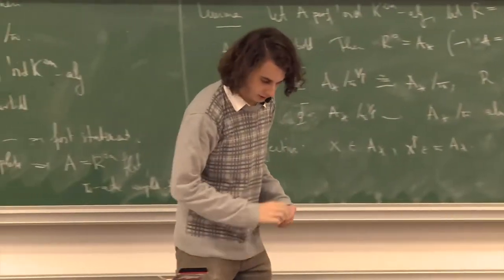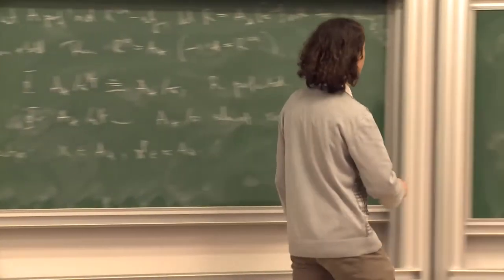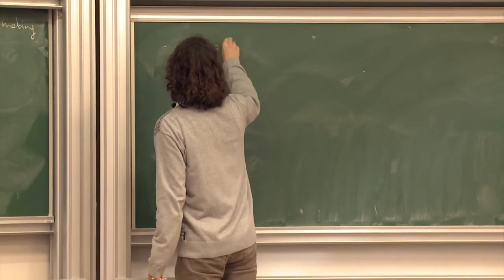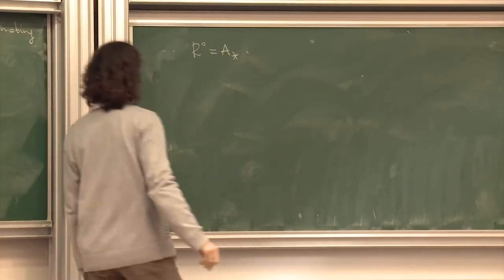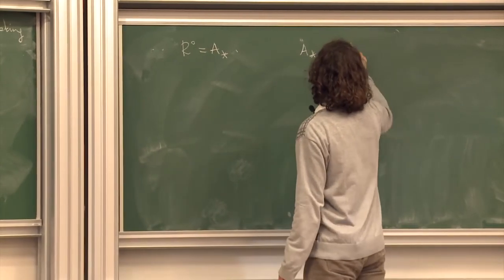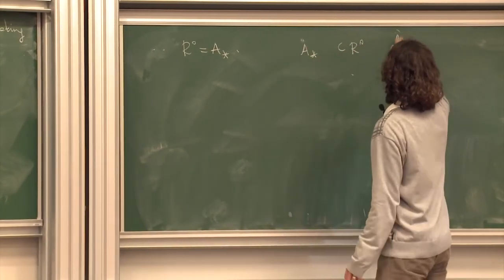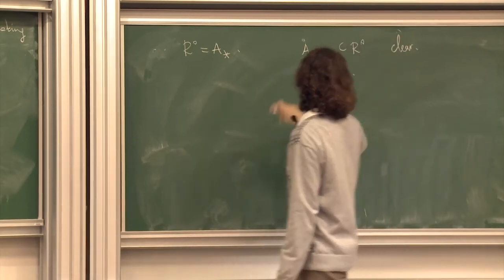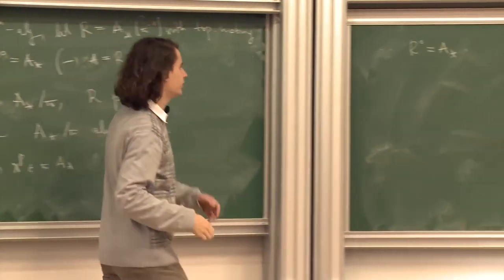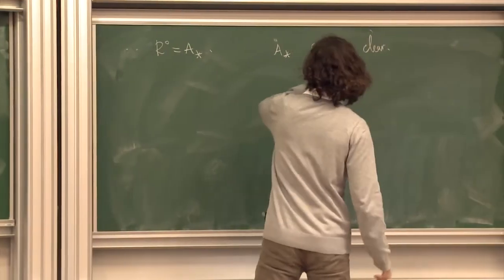So next we prove that the power bounded elements are just A lower star. And for this, note that it's clear that A lower star is contained in the power bounded elements, because all the powers of an element of A lower star will lie in A lower star. And A lower star is, by definition, a bounded subset of R.